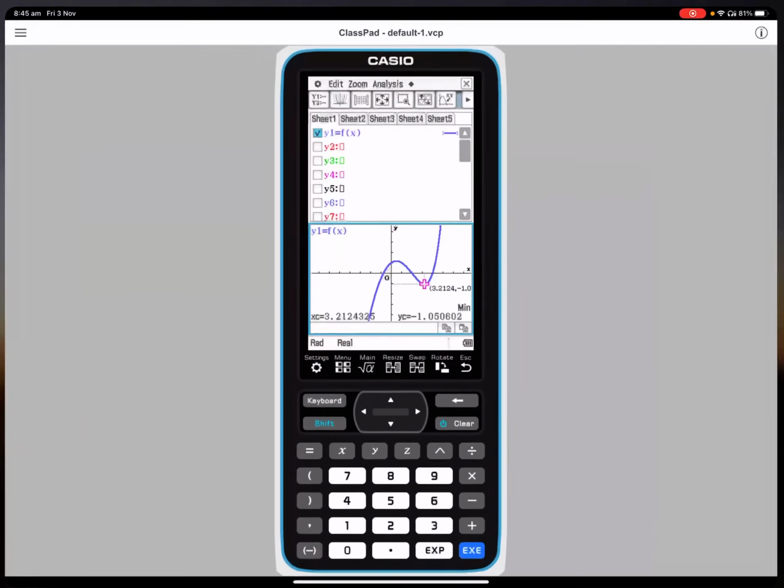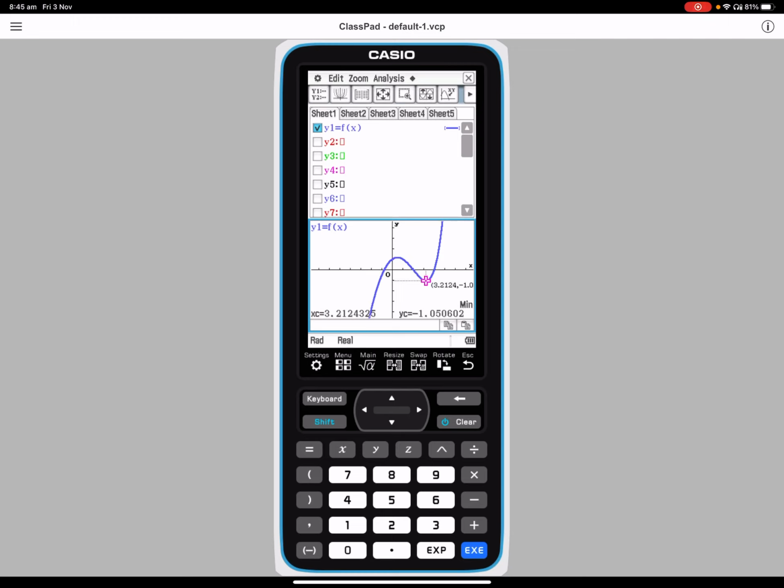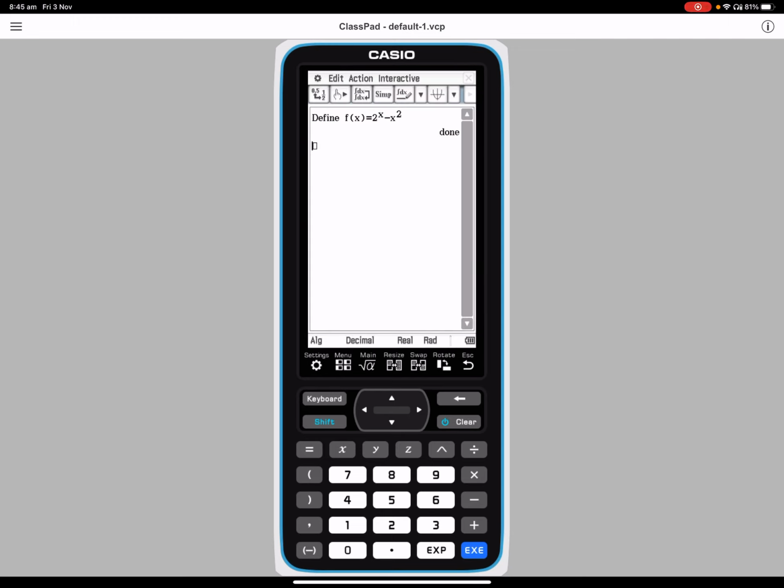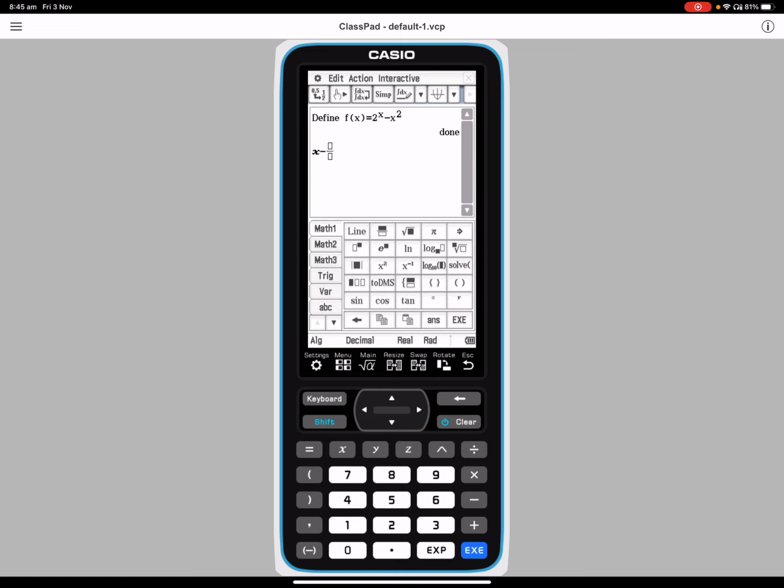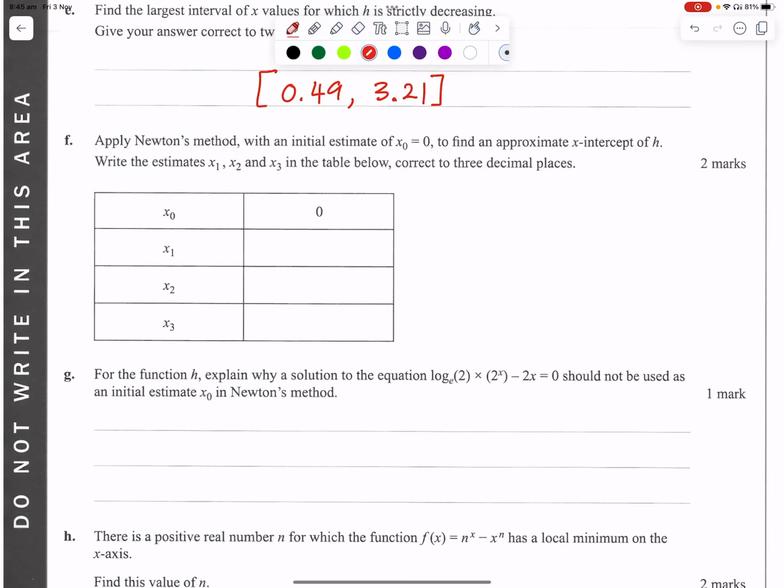Okay, apply Newton's method with initial estimate x naught is 0 to approximate the intercept of h. Okay, so we can say x minus f of x over d dx of f of x, given x equals 0, negative 1.443.